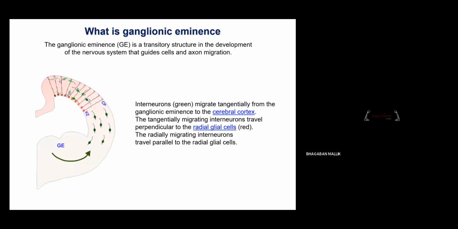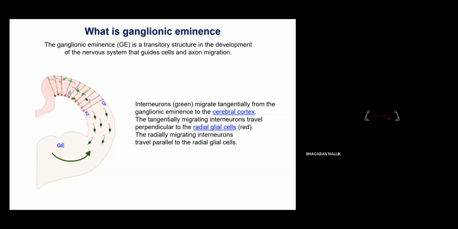So before going to the specific things, we want to know what the ganglionic eminence is. The ganglionic eminence is a transitory structure in the development of the nervous system that guides cells, and it also guides axons to migrate.